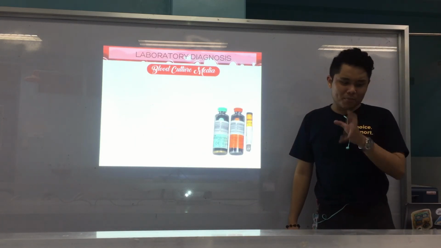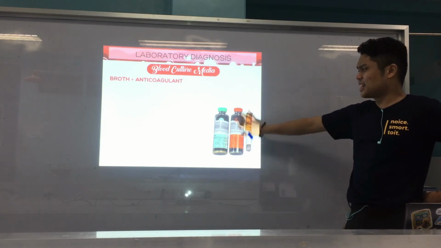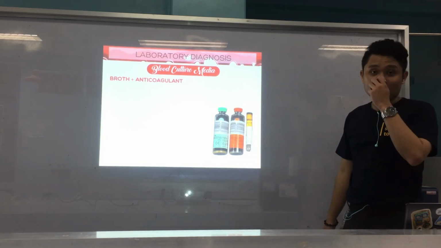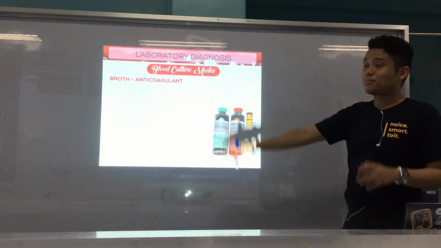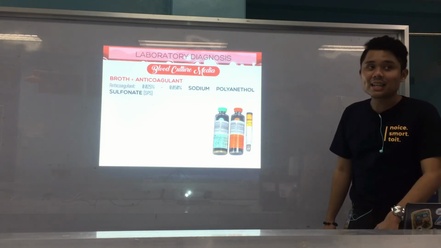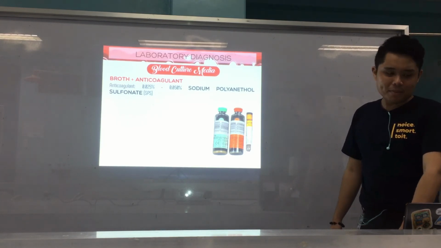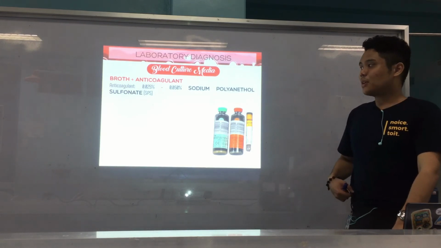So unsa man ang mga culture media atong gamiton for blood culture? So again, this is an example of a blood culture bottle, all right? And the blood culture bottle contains a broth and an anticoagulant. Kano ganing kailangan ng anticoagulant? Because, again, clots trap bacteria, all right? And if ma-trap ng bacteria sa clots, wala na tayo ma-isolate, wala na pulos, all right?